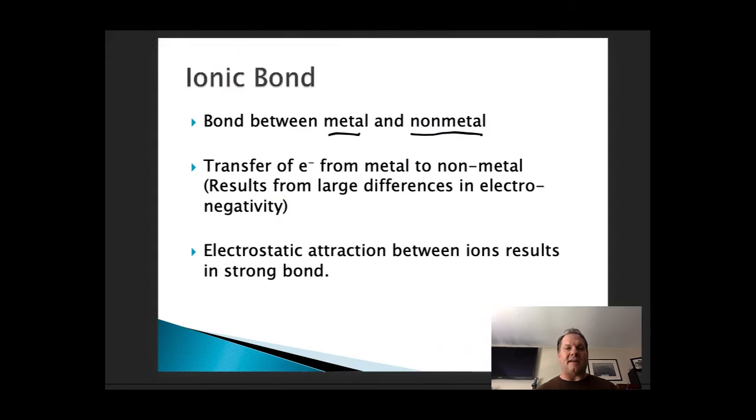So back to this slide, an ionic bond is the transfer of electrons from the metal to the non-metal. It results from large differences in electronegativity. So it's a transfer. The kids are leaving one house to go hang out at the other. The electrostatic attraction between those ions, pulling them together, the negative and positive forces, results in a very strong bond.